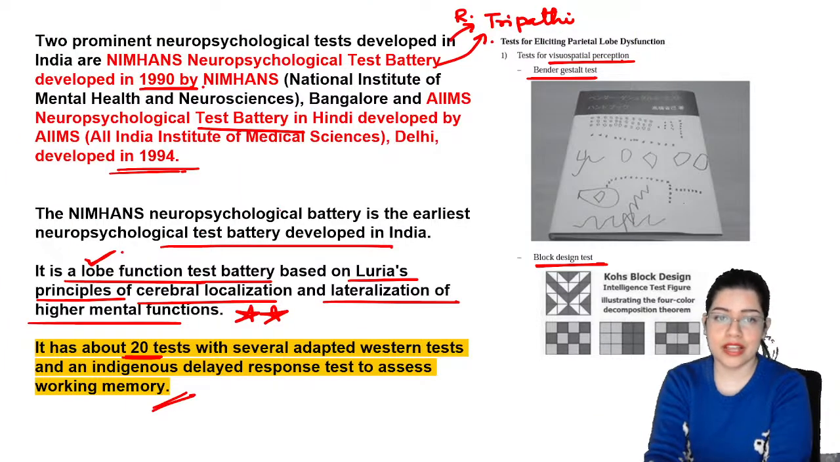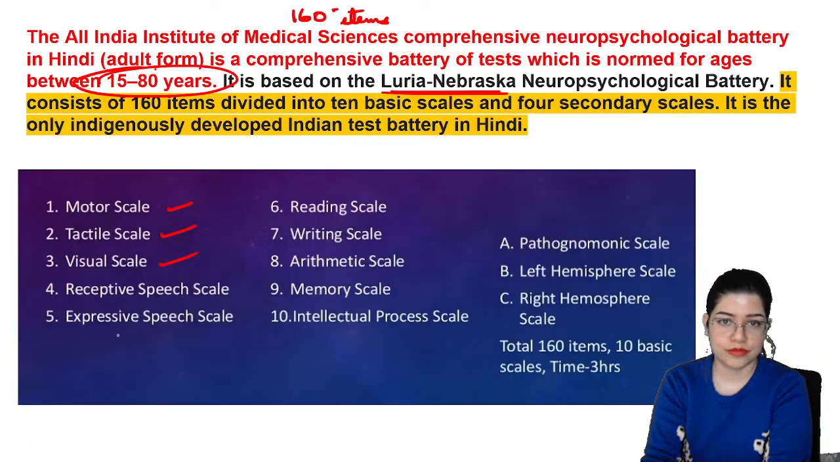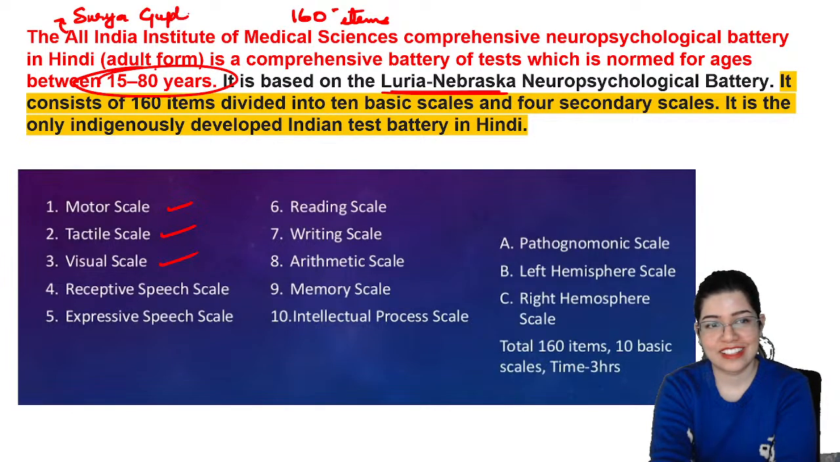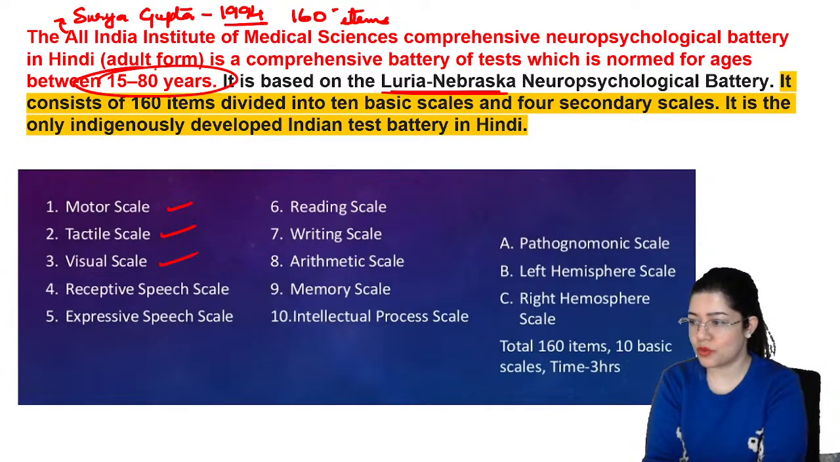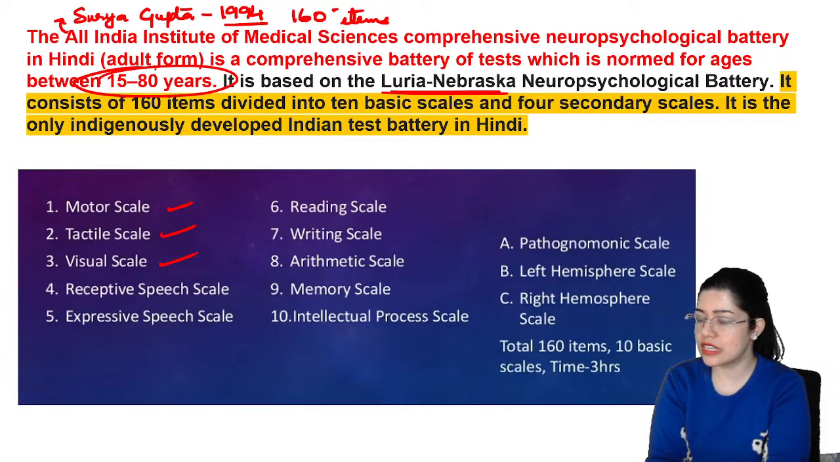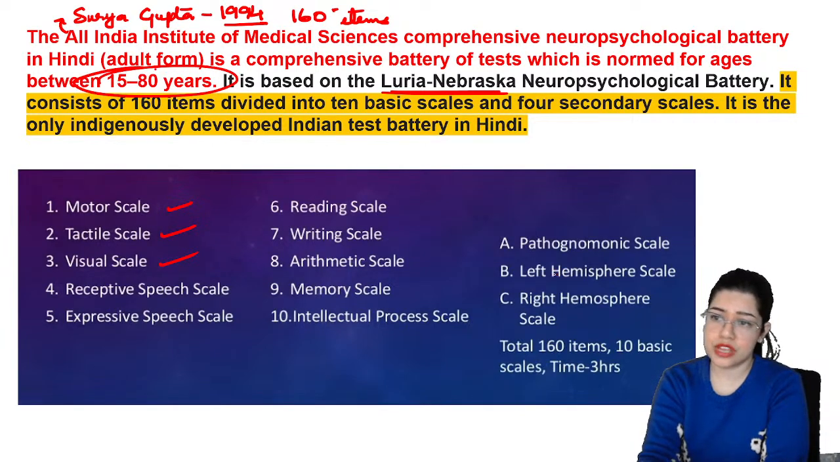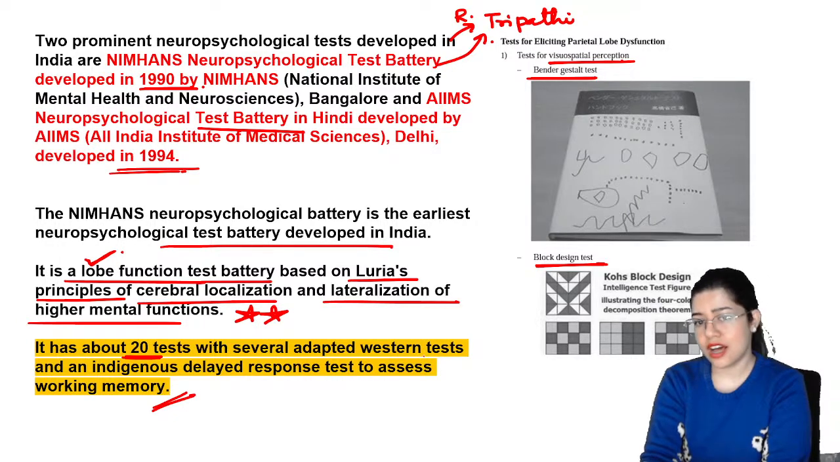Whereas your Nimhans one, this is not Hindi. Surya Gupta, absolutely. I'm growing old, guys. I don't remember things anymore, even if I check right before class. And this was developed by Surya Gupta et al. It was not only developed by him, but along with other people. So when was this battery created? In 1994. This is also based on the Luria Nebraska neuropsychological battery itself. So the Nimhans battery as well as your AIMS battery are both based on Luria Nebraska.